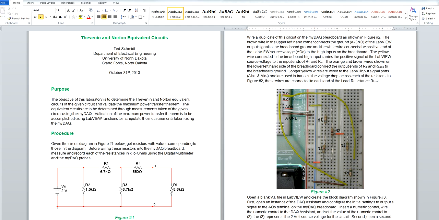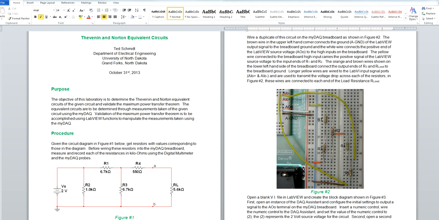This is the myDAQ breadboard shown in Figure 2. Notice the output power extends from the output port A0 and the ground from A ground. Brown wire being the ground wire, white wire being the power wire.